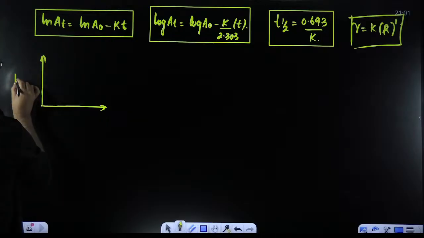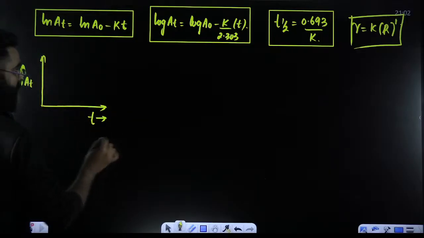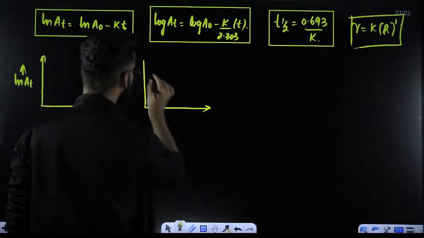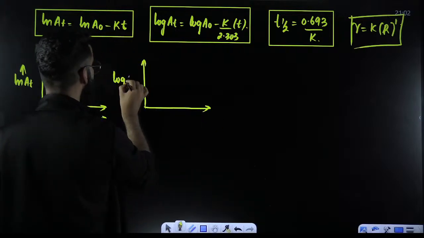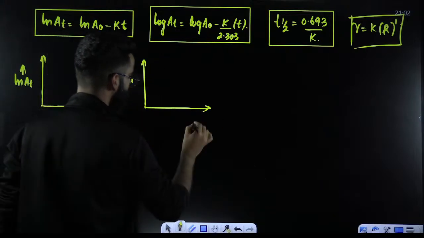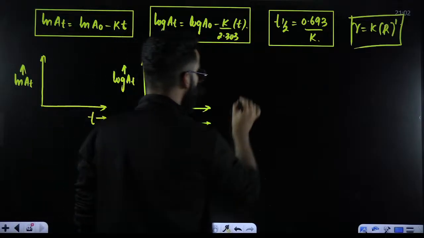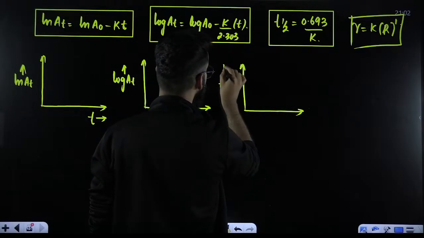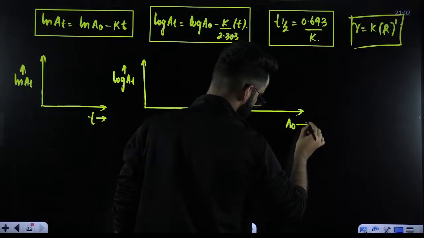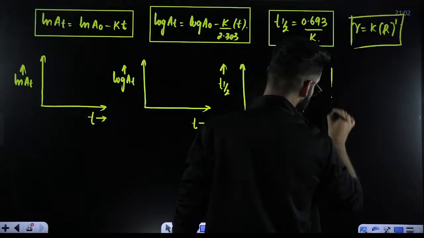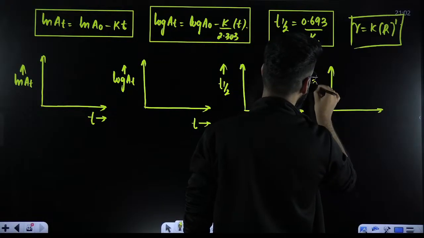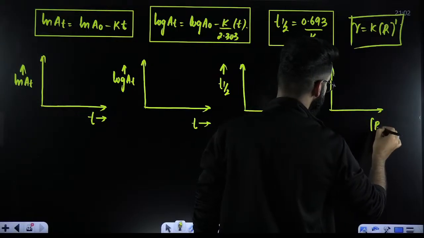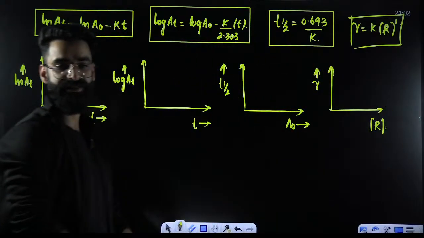For example, you have to plot a graph between ln of At versus t. Tell me the graph here. For example, you have to plot a graph between log of At versus t. Tell me the nature of the graph here. For example, you have to plot a graph between t half versus A naught. Tell me the graph here. For example, you have to plot a graph between rate versus concentration of reactant. You need to tell me the nature of all these graphs.